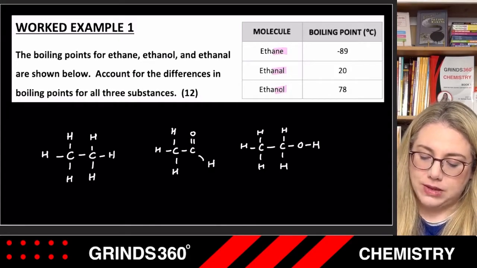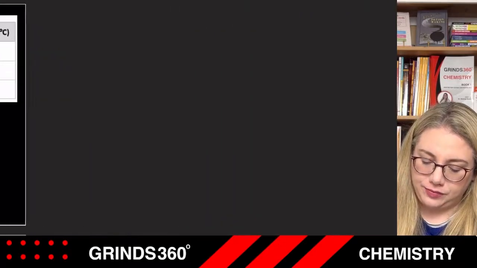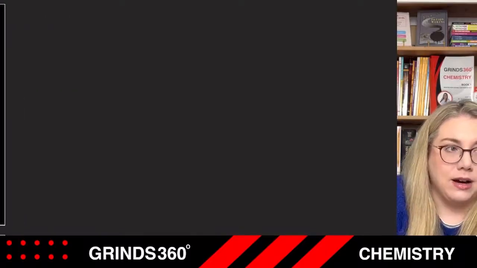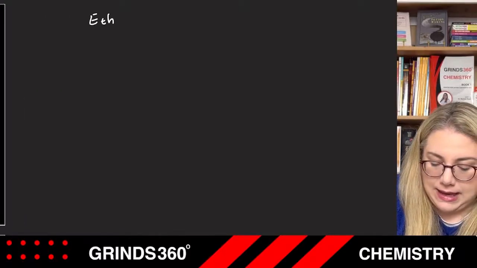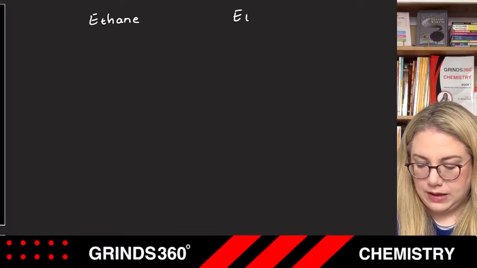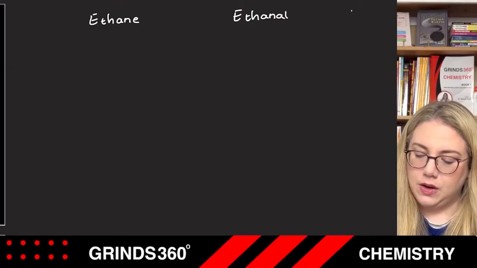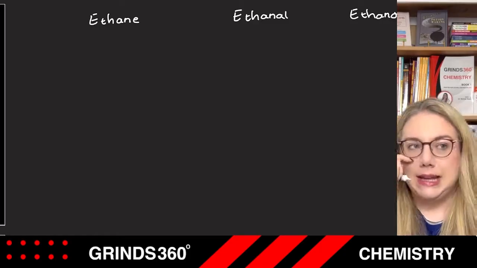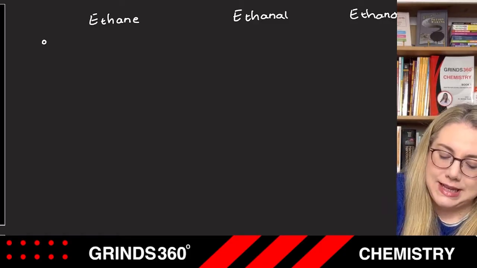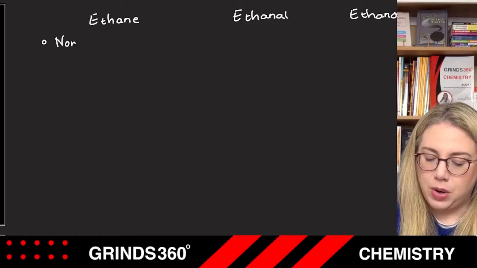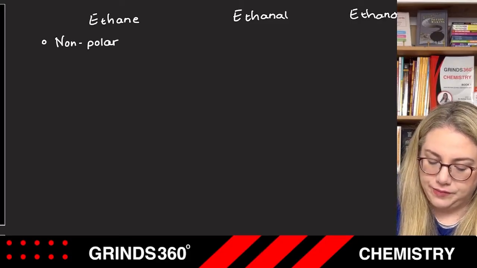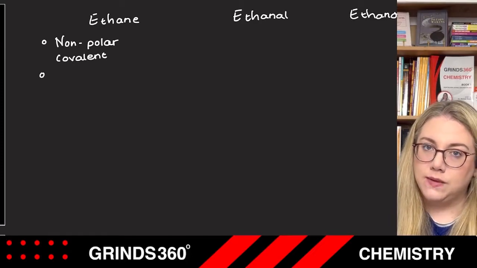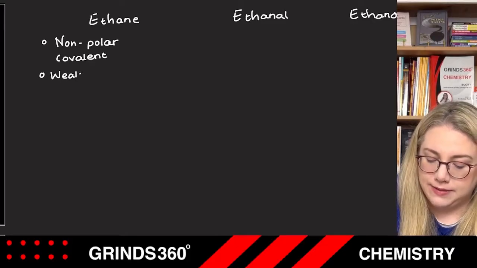So I'm going to flick over to the right-hand side. And it asked me to account for the differences. So I just need to explain why they are different. So I have ethane, ethanal, excuse me, and ethanol. Now, ethane, it's an alkane, so that is non-polar covalent. If something is non-polar covalent, the only intermolecular force it can have are weak van der Waals.